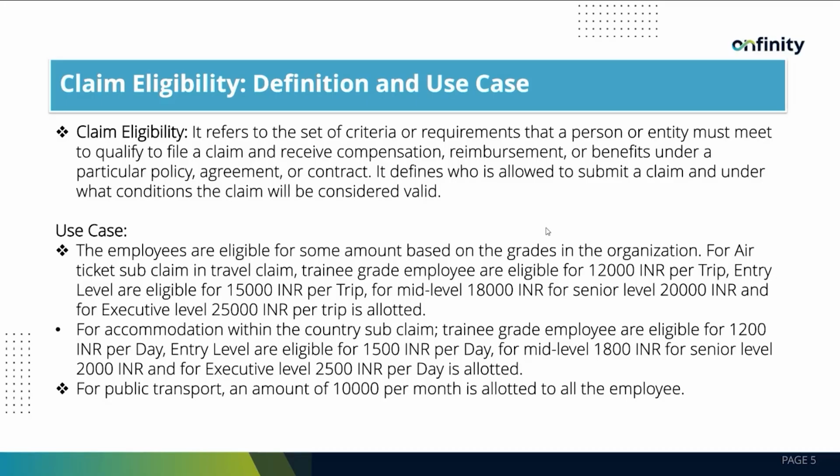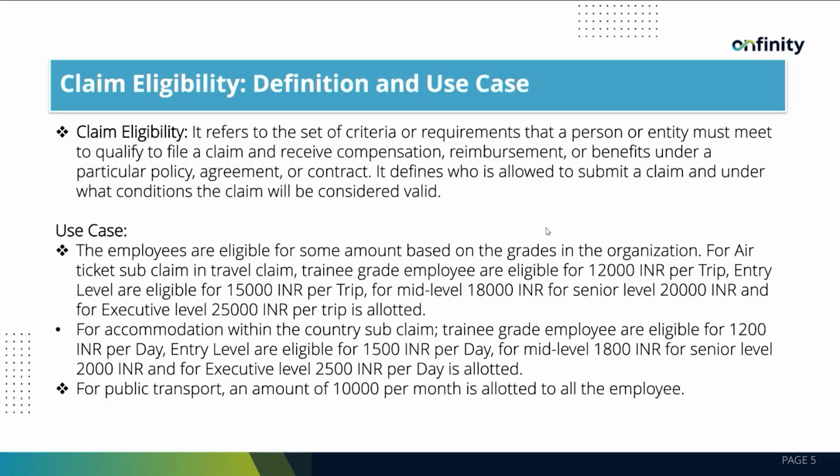First, employee eligibility depends on their grade within the organization. Claim eligibility varies according to the employee grade. For an air ticket subclaim, which is a travel claim, the eligibility amounts are different for each level. A trainee-level employee is eligible for 12,000 rupees per trip. An entry-level employee is eligible for 15,000 rupees per trip. A mid-level employee is eligible for 18,000 rupees per trip. A senior-level employee is eligible for 20,000 rupees per trip, and an executive-level employee is eligible for 25,000 rupees per trip.